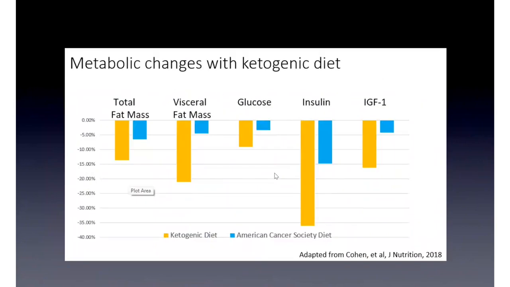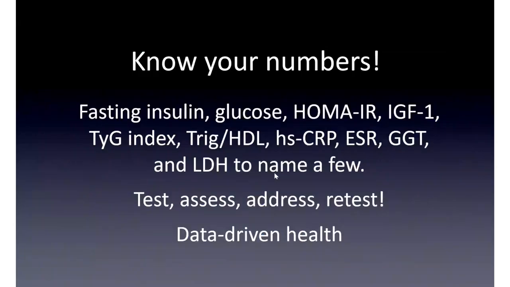This was, again, another study looking at ketogenic diet versus the American Cancer Society diet, and that was in cancer patients. Again, dramatic lowering of insulin and IGF-1, which is insulin-like growth factor 1, a sister hormone to insulin, which also drives that mTOR pathway. So I always say you should know your numbers. If you haven't had it done, you should know what your fasting insulin is, your glucose, your HOMA-IR, your IGF-1.